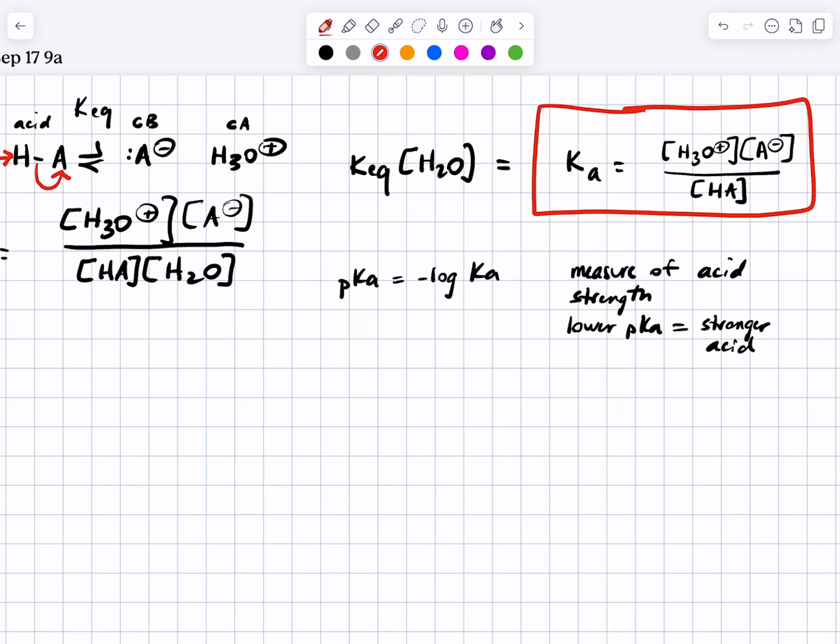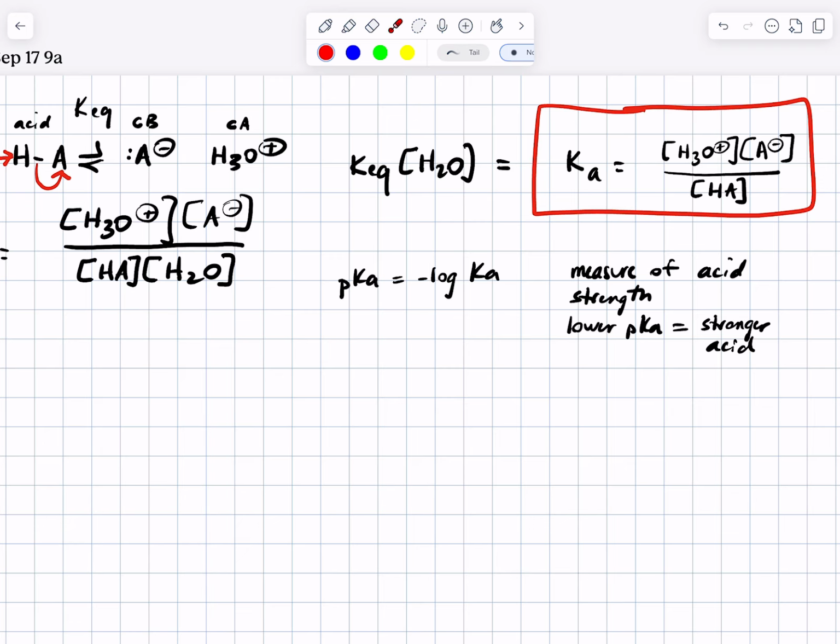Tells you how strong an acid is relative to water, right? If this number is really big, that tells you that the acid loses its proton to water. If this number is really small, it tells you that the acid doesn't lose its proton to water. Okay? But Ka can vary over many orders of magnitude, 10 to the minus 40 all the way to 10 to the 15 or something like that.